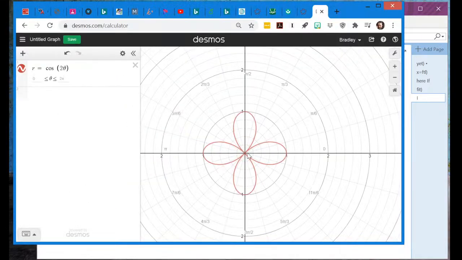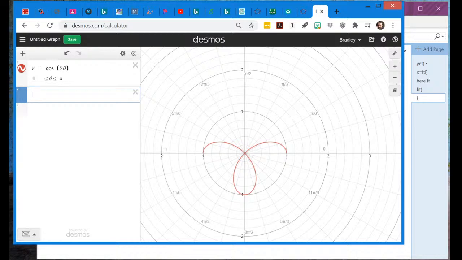Desmos is a great example. There it is. It's cosine of 2 theta from 0 to 2 pi. If I just went from 0 to pi, well, I don't have the whole thing, right? I'd start here and I flip around and there I am. I got half of it graphed. And you can see, you typed it in just like this.